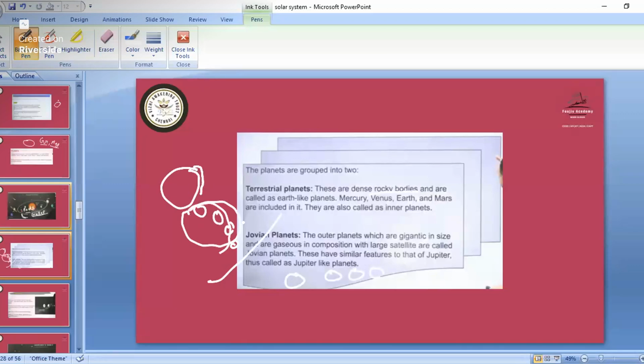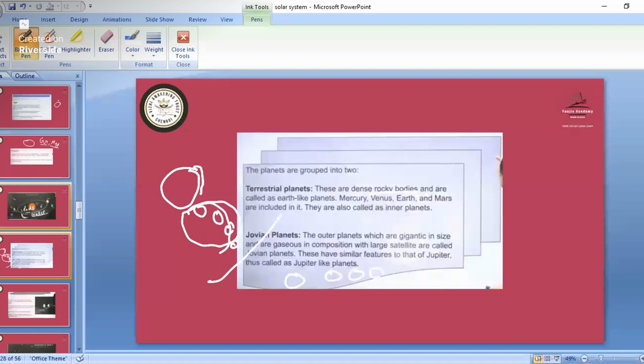So through this way you can remember that if solid parts are there, they will be somewhere nearby, and if gas is there, it will fly, meaning it will be on the outer side. So inside the asteroid belt we have the terrestrial planets, known as dense rocky bodies, and outside we have the Jovian planets, known as the gaseous planets.